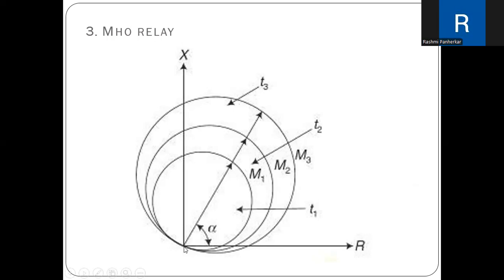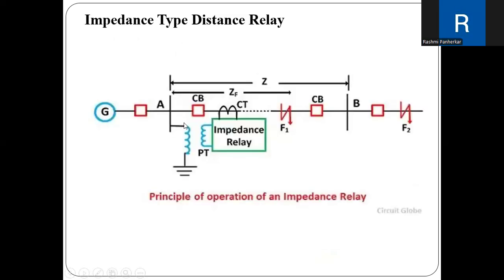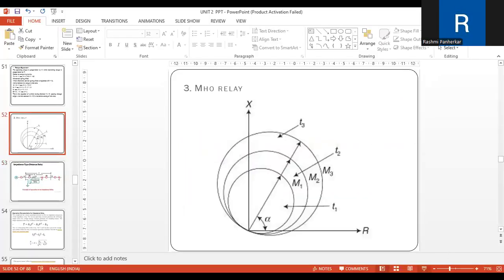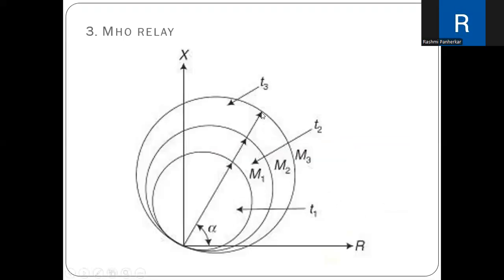So we have to consider the points A and B. There is the point A and there is the point B. And it doesn't operate for the fault occurring in the AC. Suppose there is the point C, with one dotted line, and there is the point C. So we see that it doesn't operate for the fault occurring in the AC.